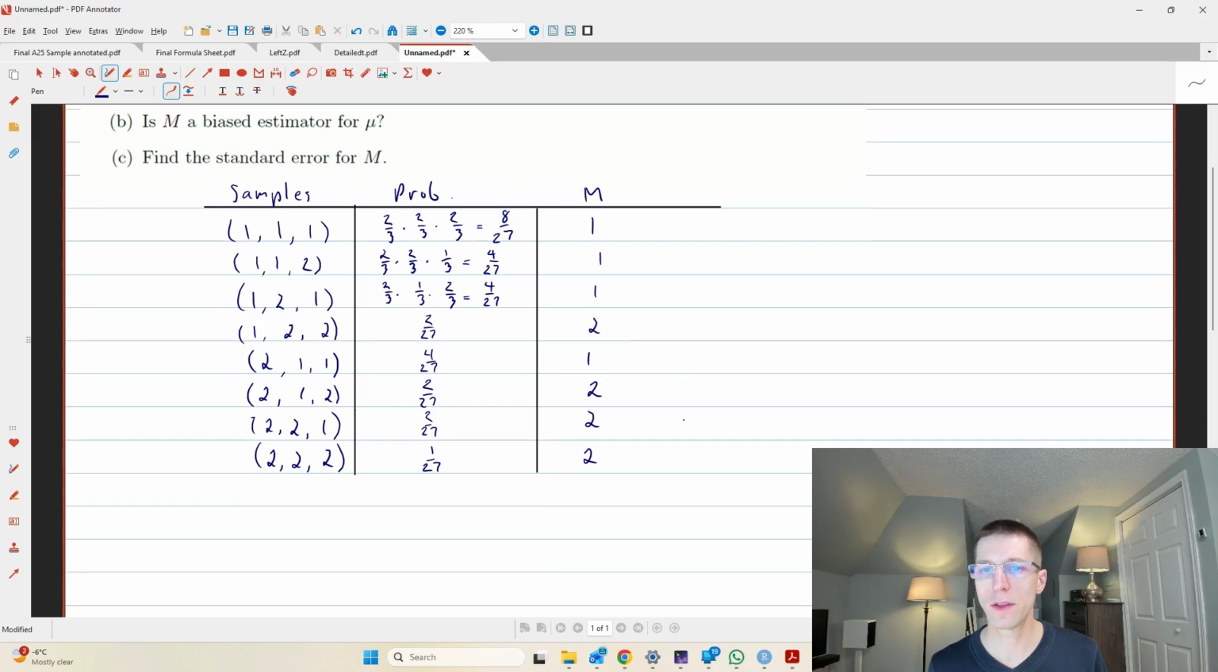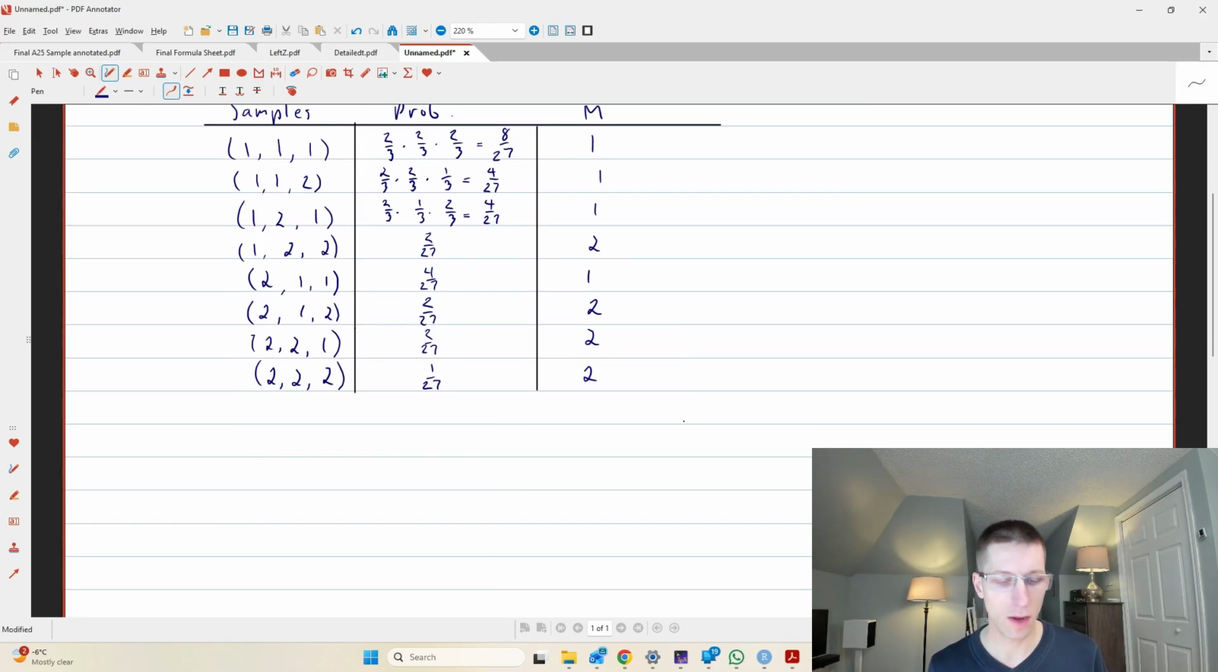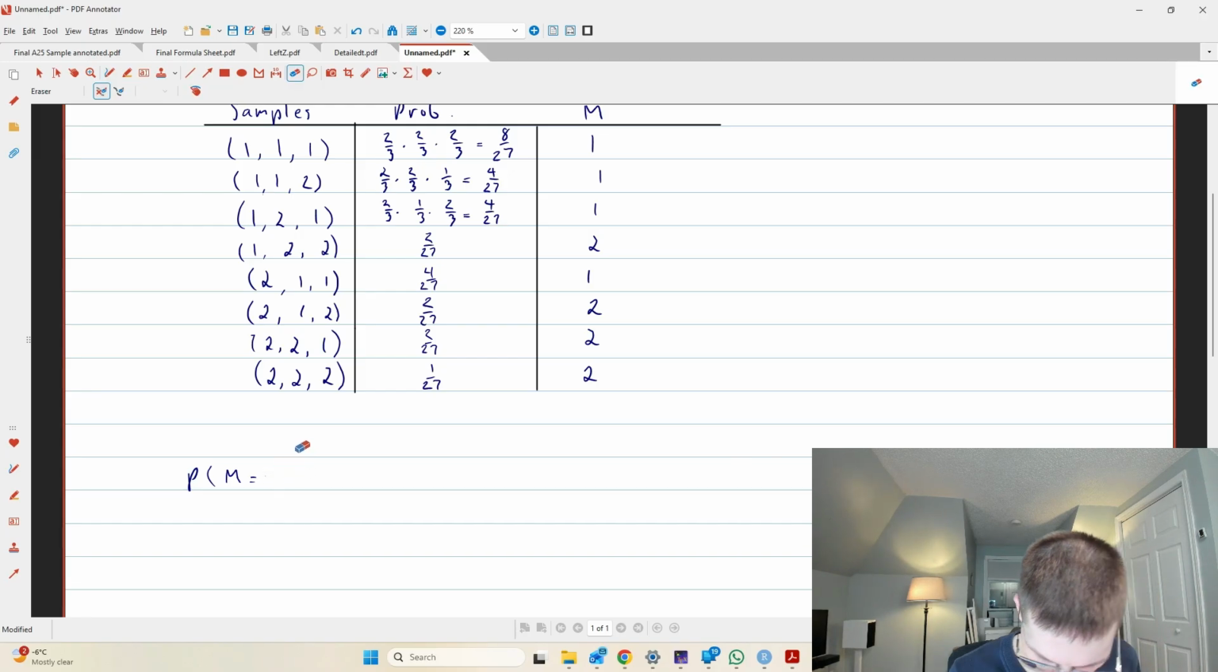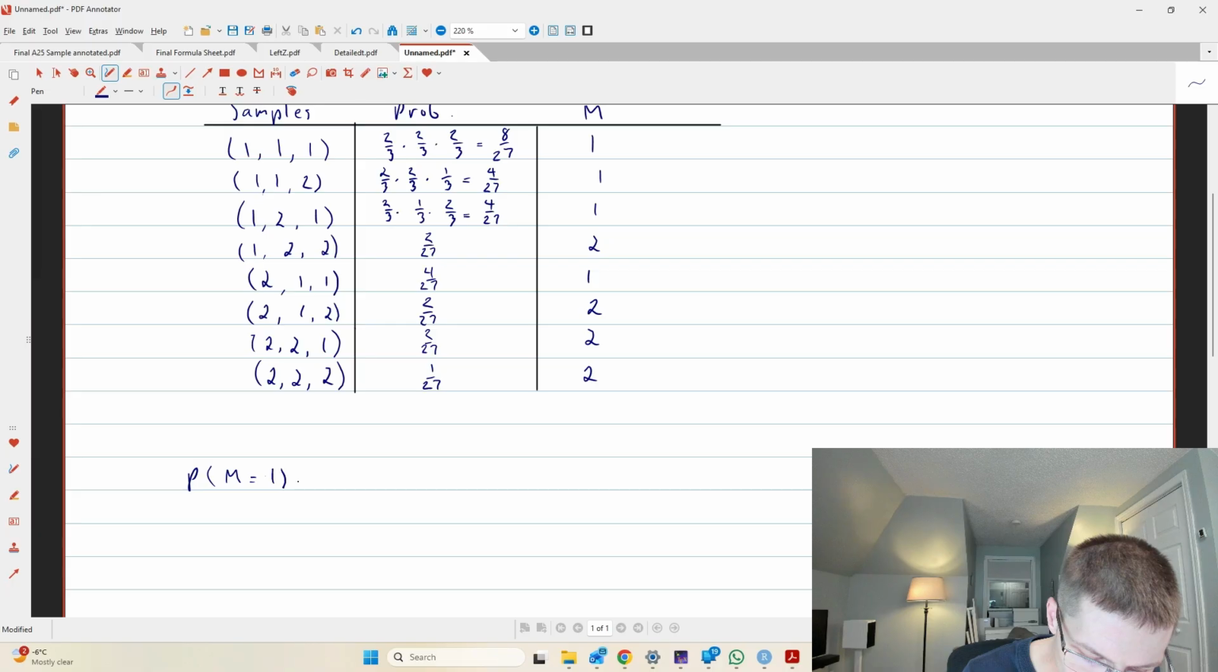Okay, so that's the first step. And now we can compute probabilities. So M can assume only 2 values, 1 and 2. So P of M equals 1. So we have to add up the probabilities for the different ways that M could be 1. So here we've got in the first, second, third, and fifth rows are all M equals 1.